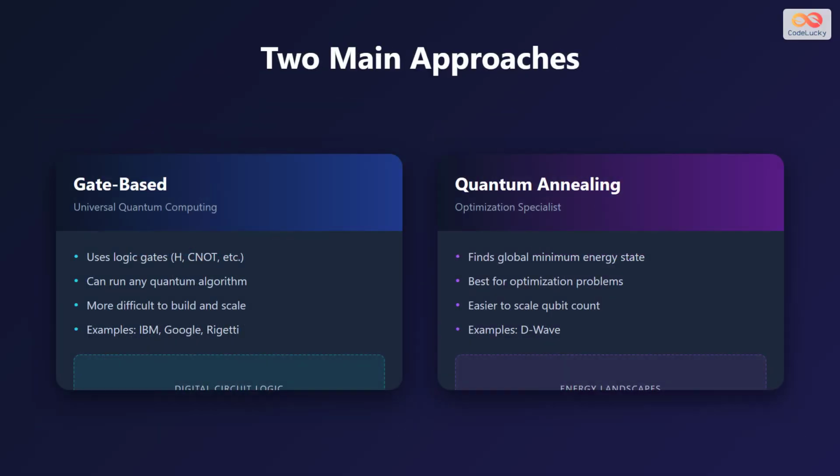There are two main ways to build these systems. The gate-based model is what we have been discussing, using logical operations to run universal algorithms. It is harder to build but more flexible. Then there is quantum annealing. This approach is like rolling a ball down a hill to find the lowest point. It is specialized for optimization problems, like finding the most efficient route for a delivery fleet.